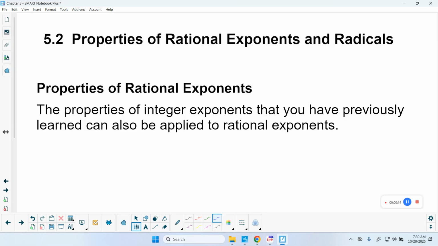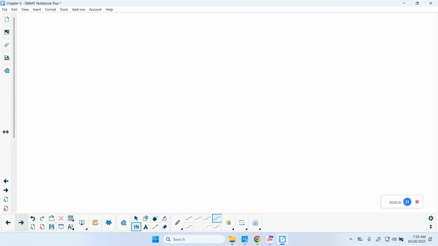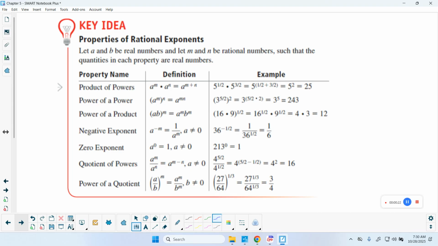So the properties of integer exponents that you have previously learned can also be applied to our rational exponents as well. So here are all of our properties. Again, you guys do have to know these, they are not going to be given to you. For the first one, whenever you are multiplying two terms that have the same base, we are always going to add the exponents together. Whenever we have a power to a power, those powers are going to be multiplied.